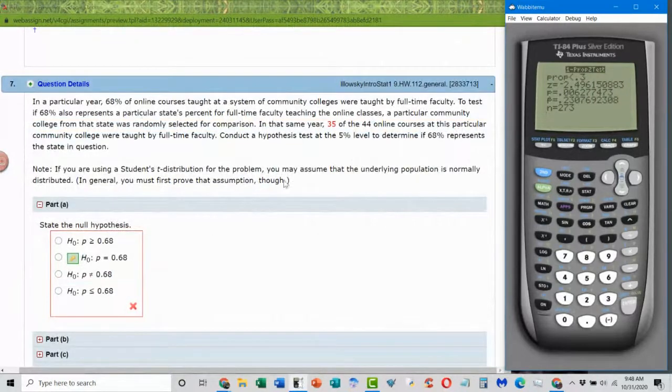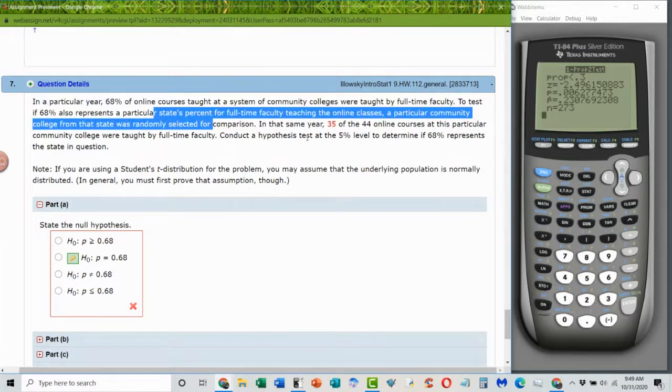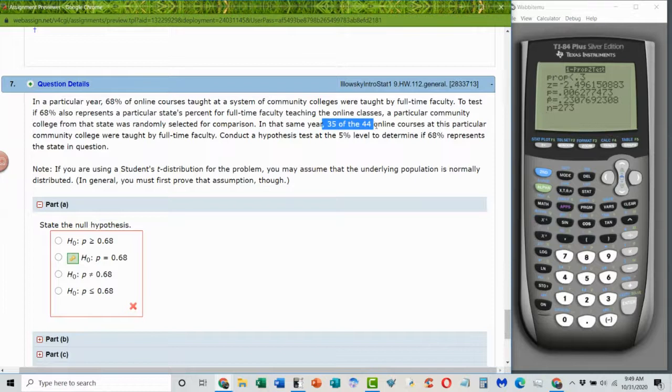And then the last one is again a mean, where you're going to go through, and there's lots of numbers in this one, looks like. Oh, no, it's a proportion. Okay. So we have a proportion here. 68% of online courses in the community college system are taught by full-time faculty, and they want to test to see if that's the same for state colleges, like universities. So they found that 35 of the 44 online courses are taught by full-time faculty, and they want to do a hypothesis test. Well, this is a proportion, so you would do that again.